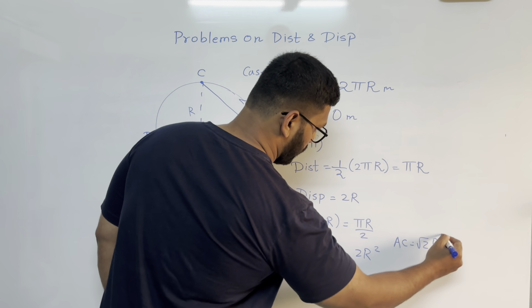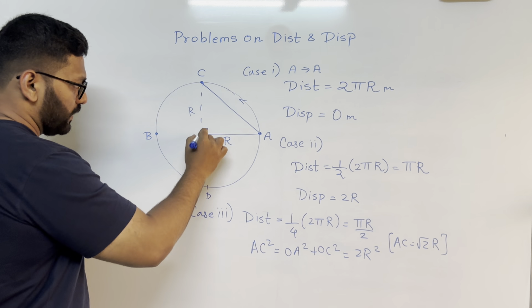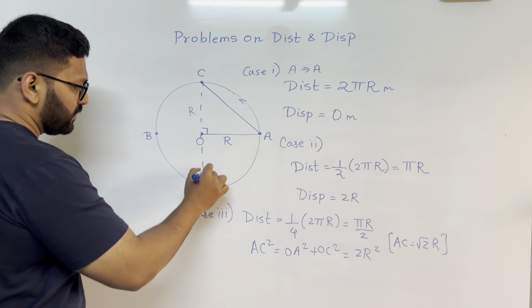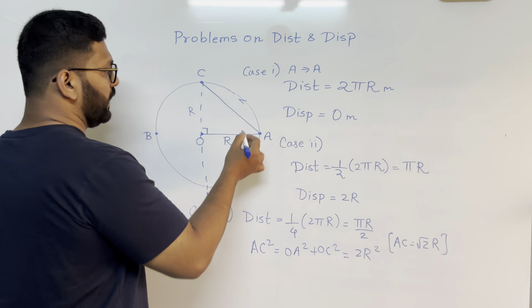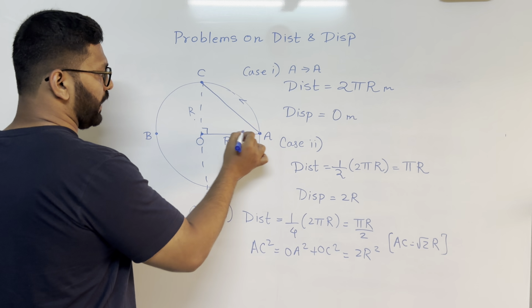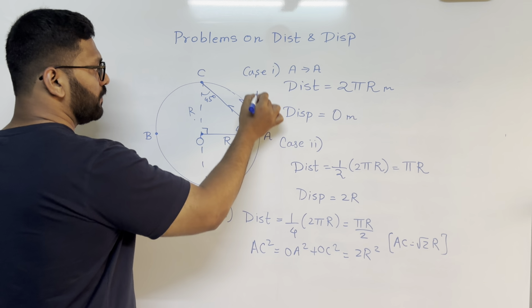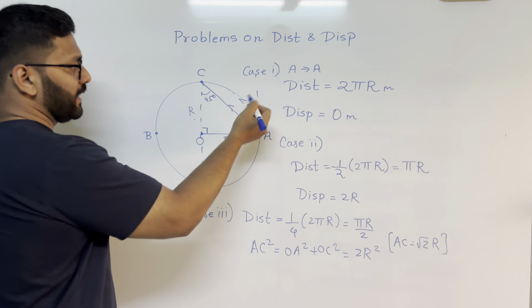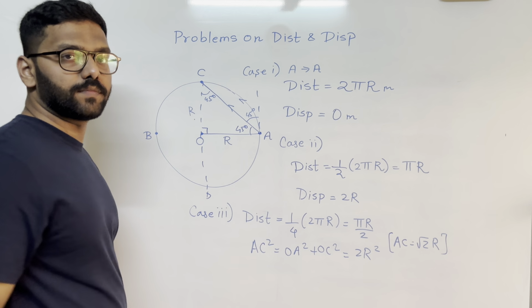Now the same thing will go if this person goes all the way from A to this point, let's say D. Now it is 3/4 of the circumference distance, so it will be 3/4 of 2 pi r, and again the displacement will be like this. Now since we have given the magnitude of displacement, we should also give the direction. So what will be the direction? If this is r, this is 90, that means this is 45 degree, and this is also 45 degree. So displacement is 45 degree from the y-axis, or you can say 135 degree from the x-axis.